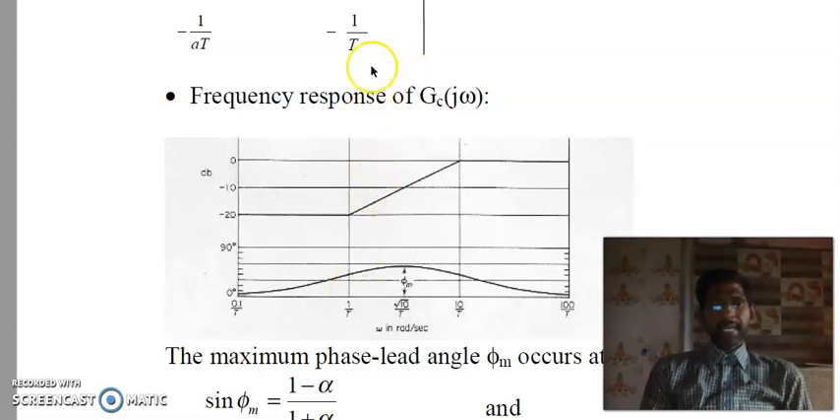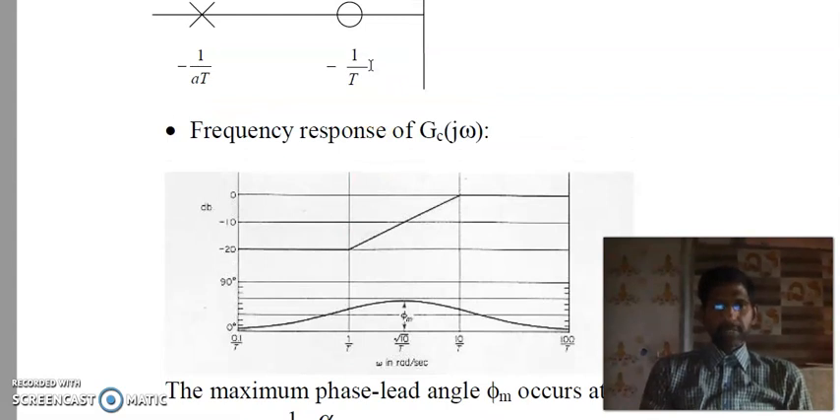At 1 by T we have a zero. Whenever we have a zero, in the Bode plot we need to draw plus 20 dB per decade. That means initially it is minus 20 dB magnitude. Now if you draw plus 20 dB per decade, then it will reach 0 dB here. After that we have a pole, so we will get a straight line like this. Similarly, you need to draw the angle plot. The angle plot would be like this.